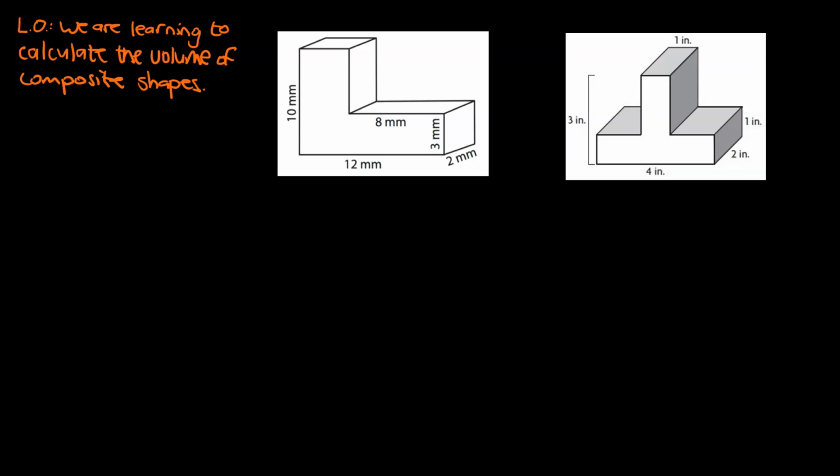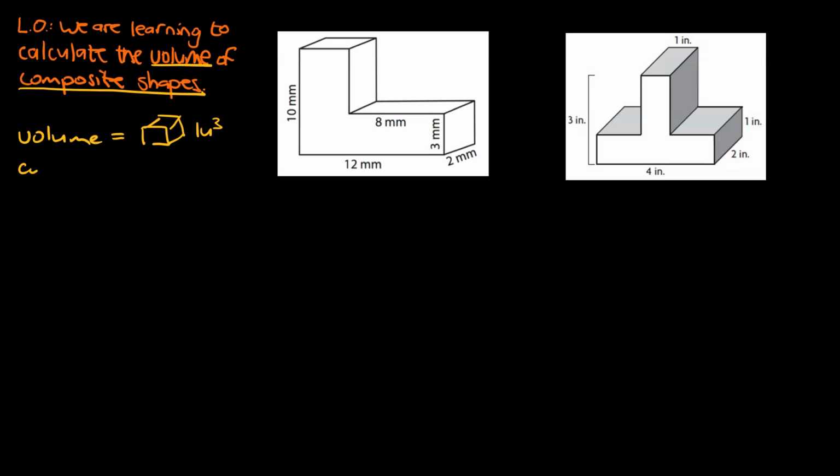Today's learning objective is in orange, and we are learning to find the volume of composite shapes. I've underlined two phrases. I suppose the first one is we're carrying on with our studying of volume, and that relates to how many 1 unit cubes we can fit within a given shape.